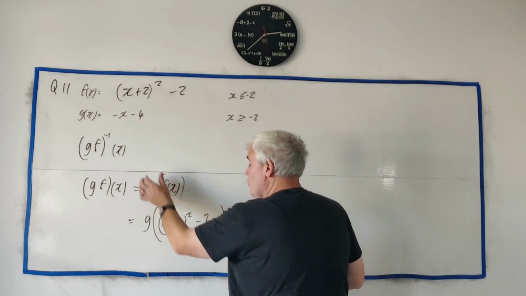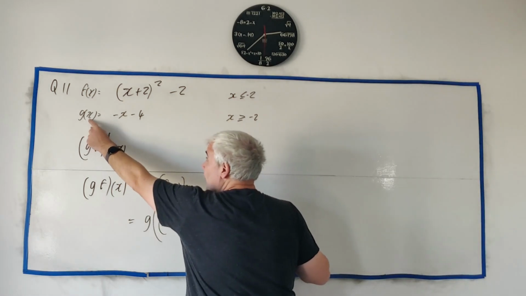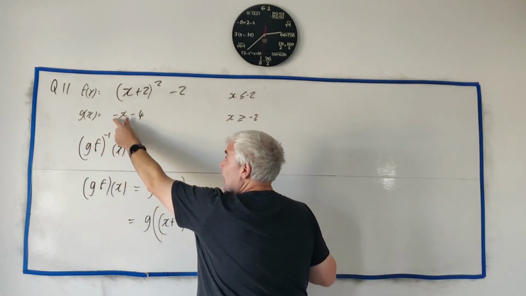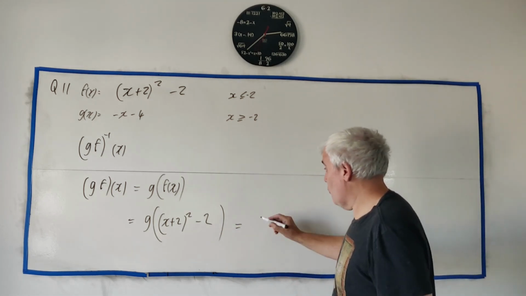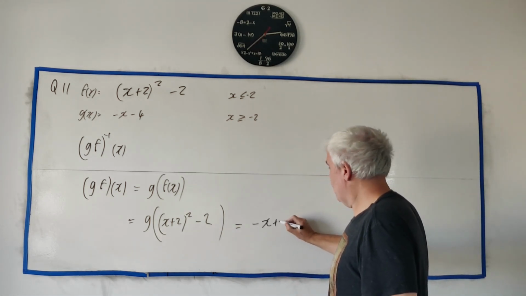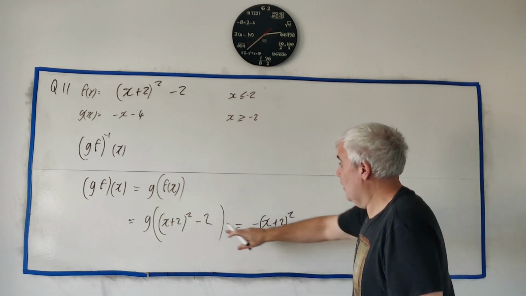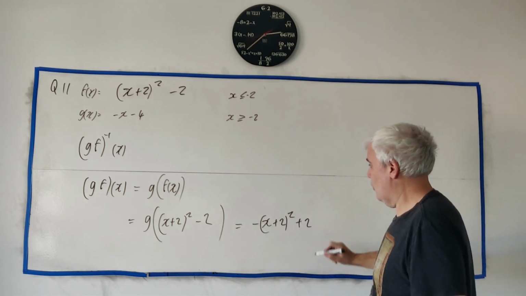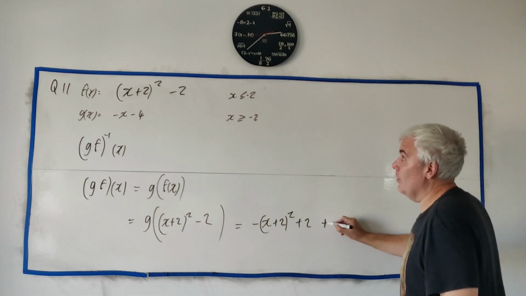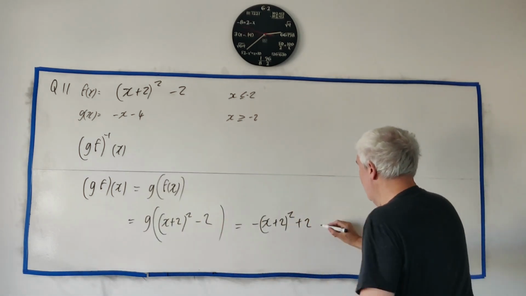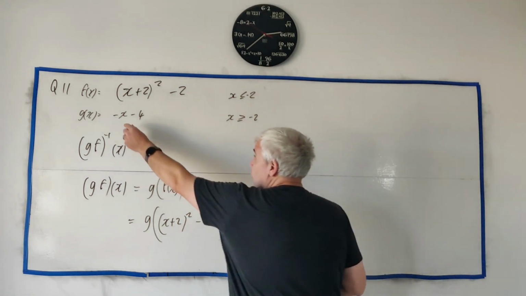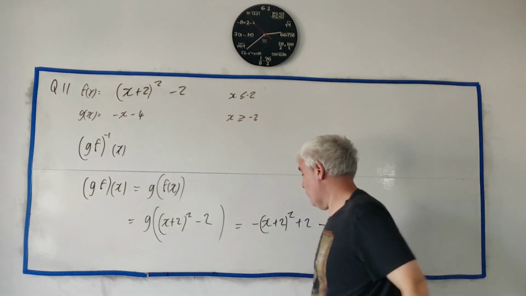g tells us what g does. Whatever is in the brackets, we get minus of it and we take 4 away. That's all. Whatever is in these brackets, we put a minus on it. So minus (x plus 2) squared minus the 2 as well as plus 2, and then we take 4 away from all of that, because that's what g does. It turns it to a minus and it takes 4 away from it.